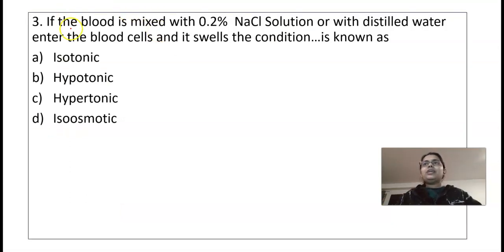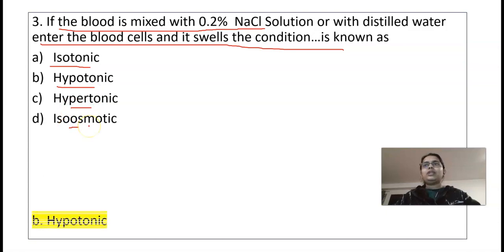Then question number 3, if the blood is mixed with 0.2% sodium chloride solution or with distilled water, water enters the blood cells and it swells. The condition is known as what? So you have to study that. The options are: isotonic, hypotonic, hypertonic, isoosmotic. So the correct option is hypotonic, that is B.